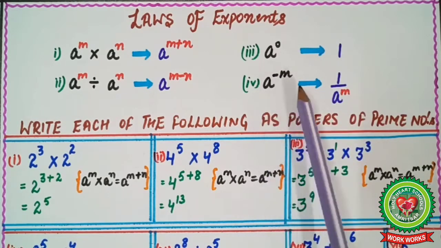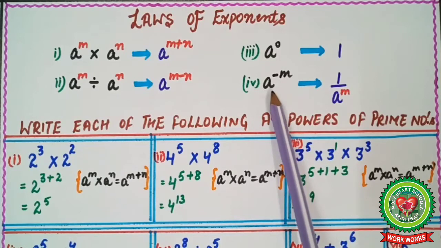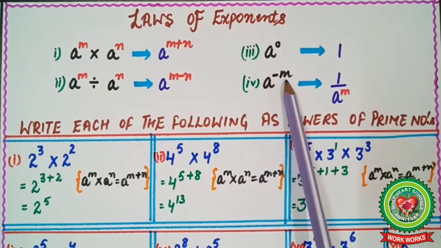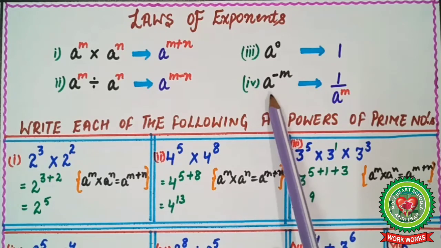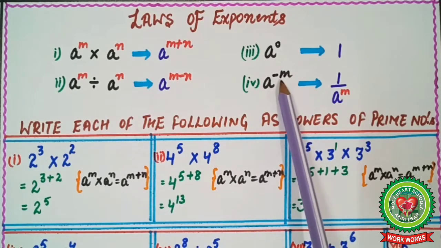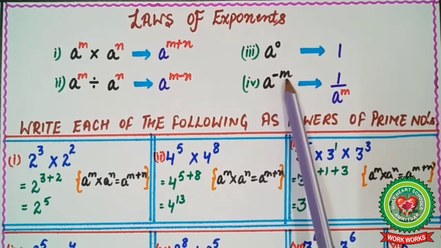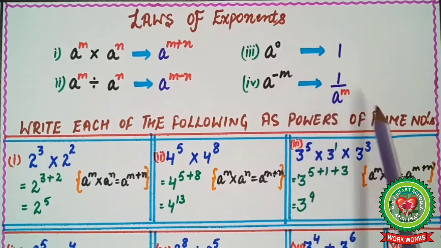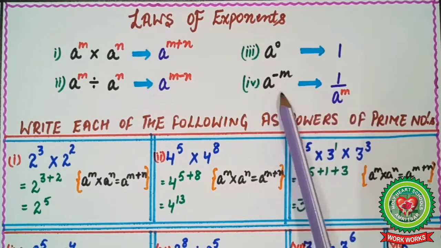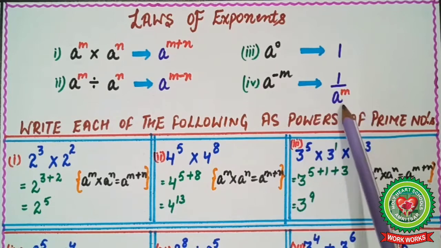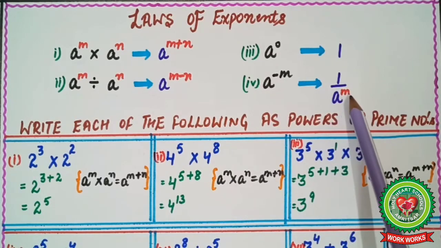Next, the fourth one is when we are given any base like a raised to power minus m. Whenever we have a base and the power has a negative sign, the answer will be the reciprocal of the base. So you will have 1 upon a raised to power m. The power will become positive when you take the reciprocal.